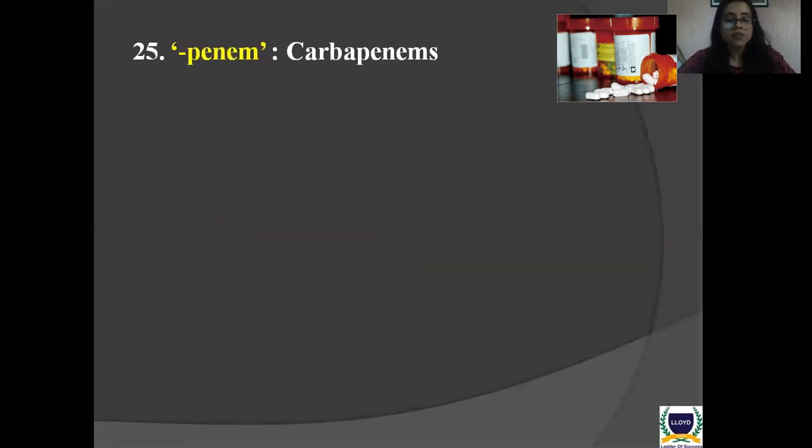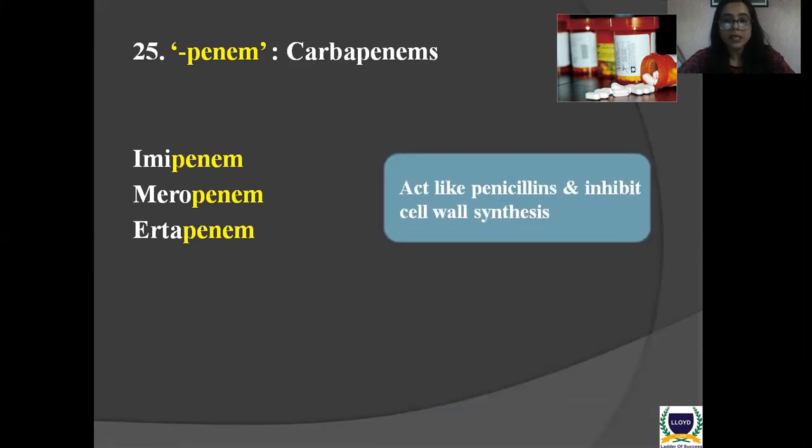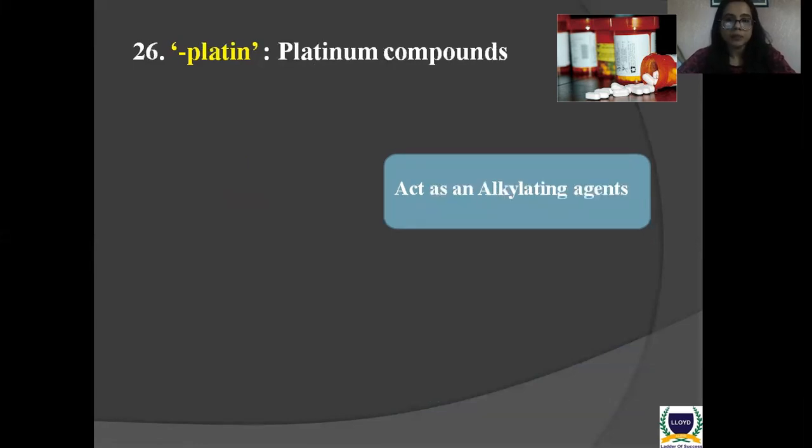Our next type of suffix is penem. Penem indicates they are carbapenems. Carbapenems have drugs like imipenem, meropenem, ertapenem, which act like penicillin and inhibit the cell wall synthesis. Carbapenem is one of the most popular drugs which are highly effective against bacteria, or basically these are effective antibiotic agents.